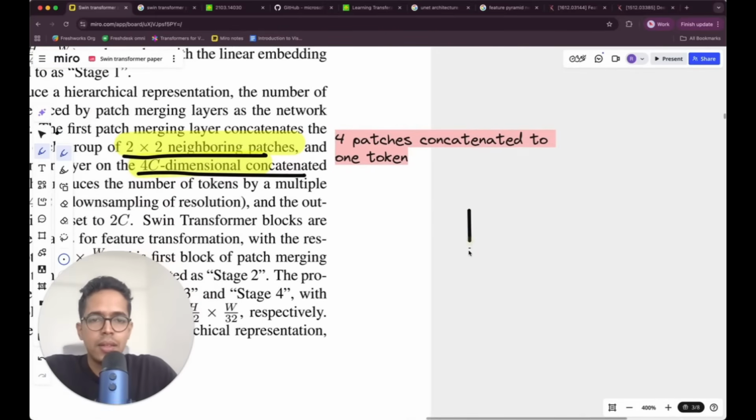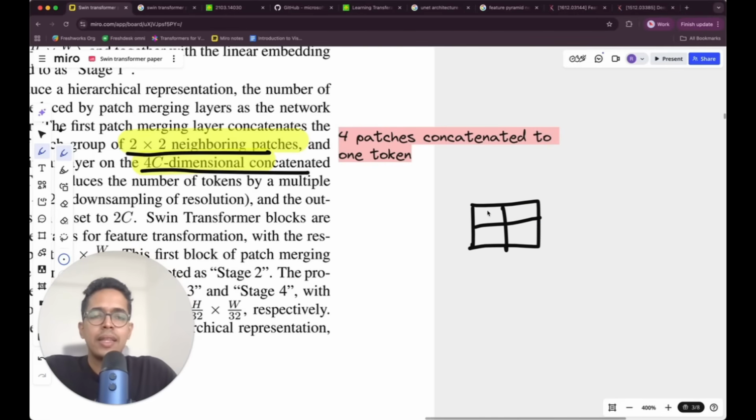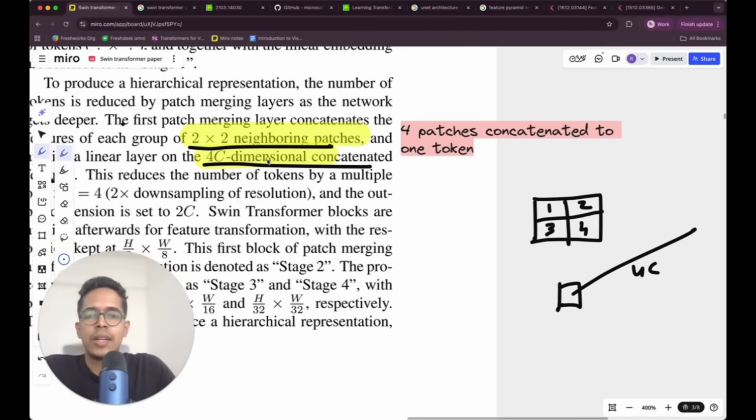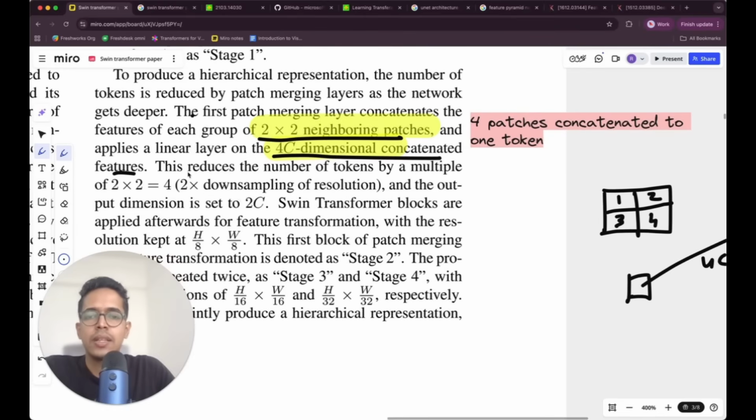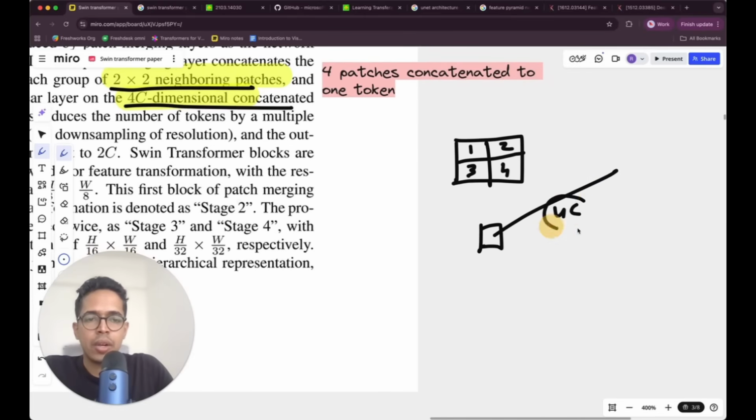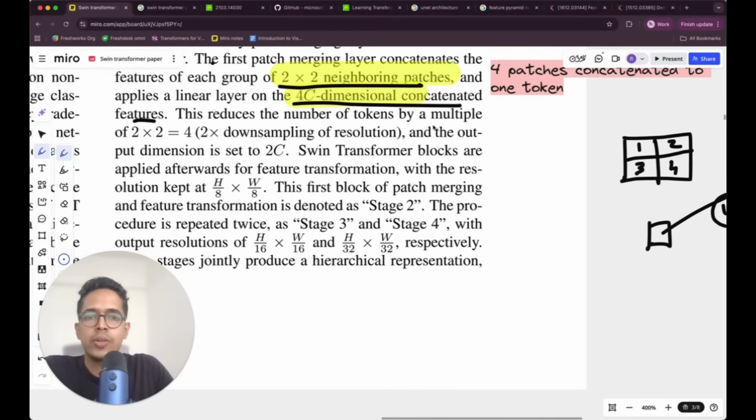It means if you have 4 patches like this, and let's say each patch is of C dimensions. So this is patch number 1, patch number 2, number 3, and number 4. This has C dimensions, this has C dimensions, this has C, and this has C dimensions. What is done is all these 4 are merged into one single patch of 4C dimension. So that is what is done here. So 2 by 2 neighboring patches, and apply a linear layer on the 4C dimensional concatenated vectors. So you apply a linear layer on these concatenated vectors to produce what? This reduces the number of tokens by a multiple of 2 by 2 equal to 4.